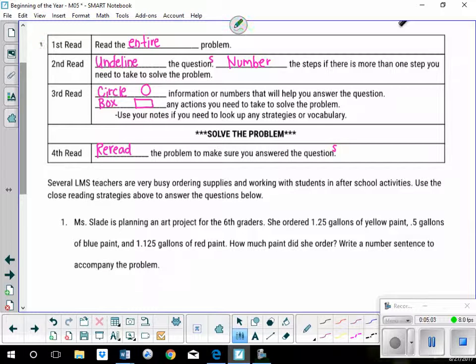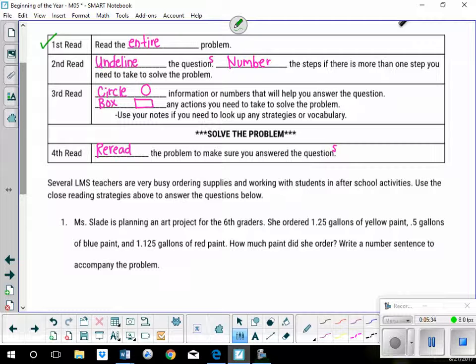accomplished our first read. Let's go to our second read where we're going to underline the question and number the steps if there's more than one step we need to take. So let's read through this again. Ms. Slade is planning an art project for the 6th graders. She ordered 1 2/25 gallons of yellow paint, half a gallon of blue paint, and 1 125/1000 gallons of red paint. How much paint did she order?